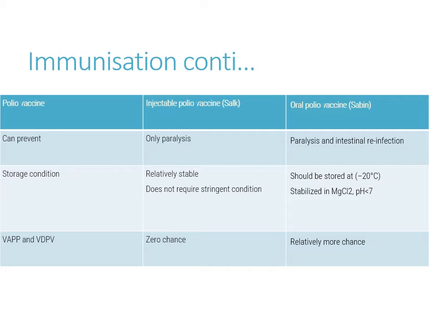Then the chance of vaccine associated paralytic poliomyelitis or vaccine derived poliovirus. So there is zero chance in case of IPV, and there is more chance with the oral. There is no chance of vaccine associated paralytic poliomyelitis in case of IPV, but in case of OPV there could be a chance.